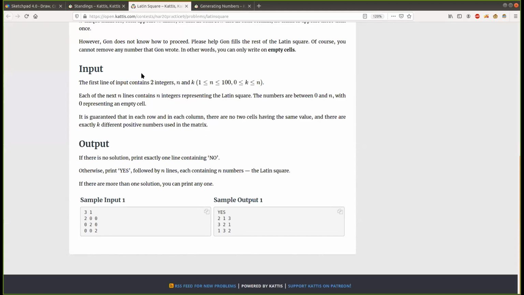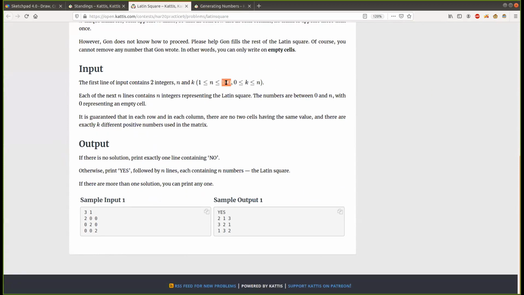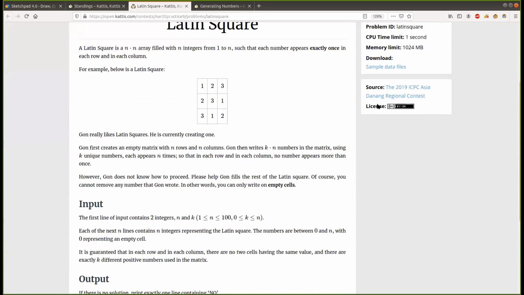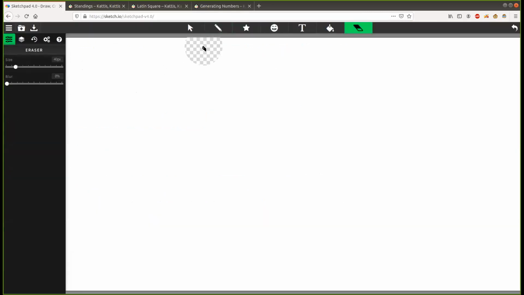Seems good. So the constraint is that n is at most 100, and we have 1 second. Okay, so we're moving on to L.